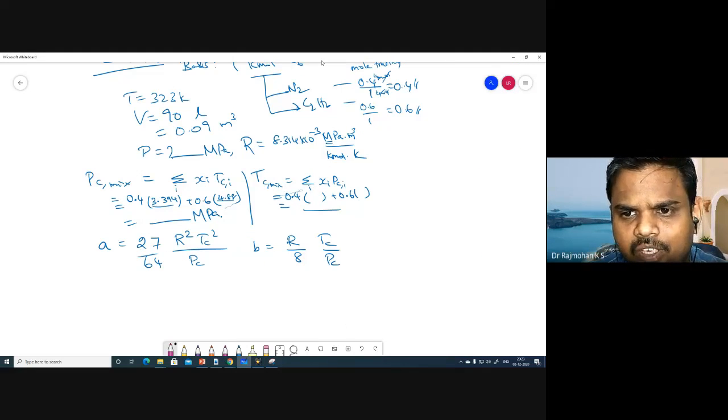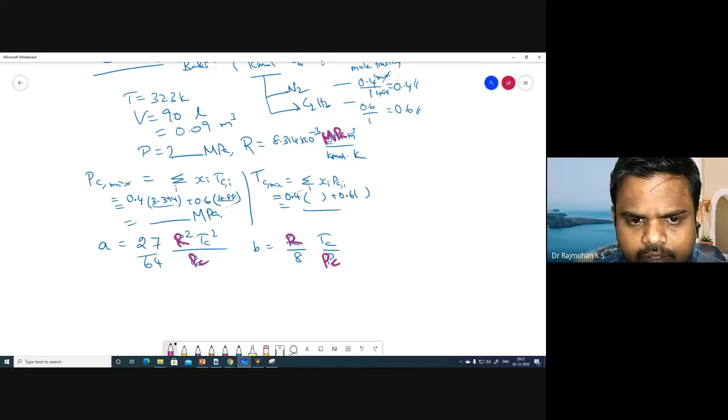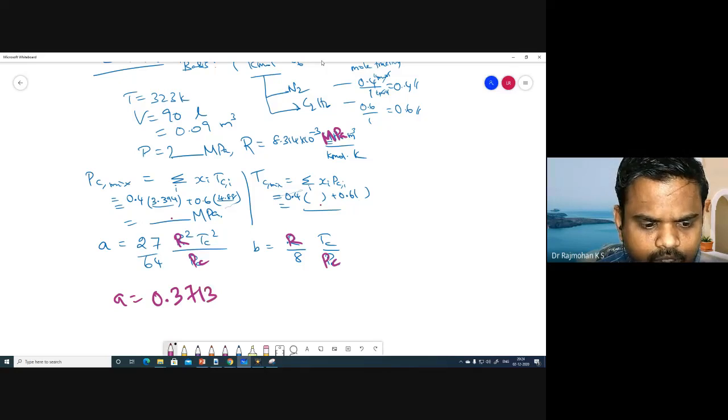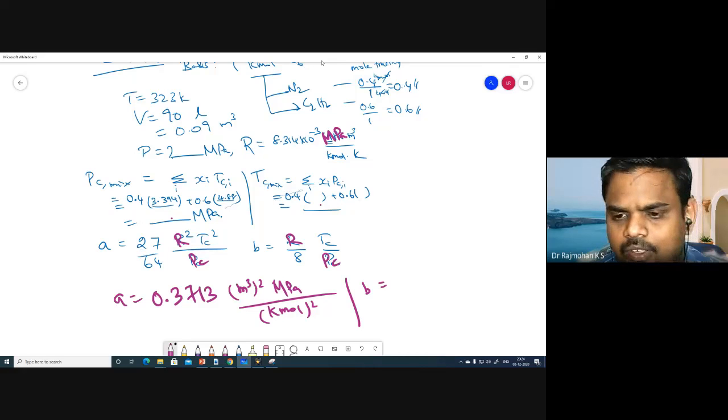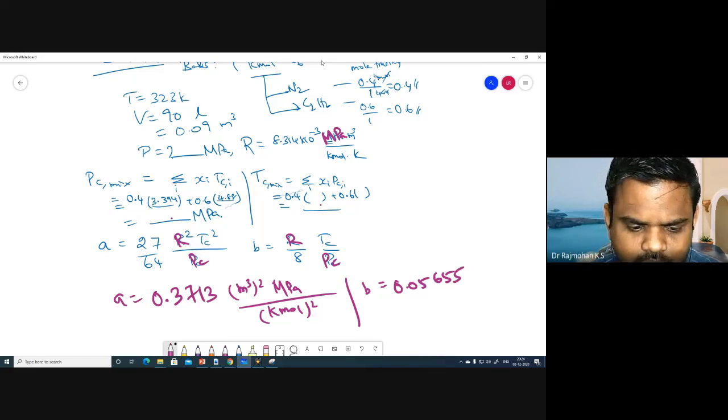So we have the R value. Remember, we have to substitute in megapascal. That is the care you have to take when substituting the R value, because PC is given in megapascal. So we get the PC mixture value, and whatever value you get, you substitute, and you will get A as 0.3713 meter cube whole square megapascal by kilomole whole square. That is the unit of A. Similarly, you will get the value of B as 0.05655.